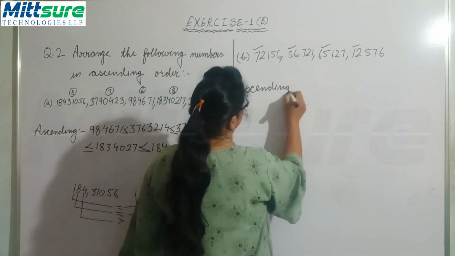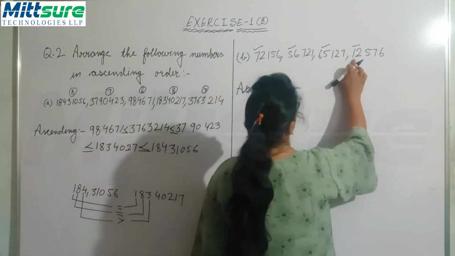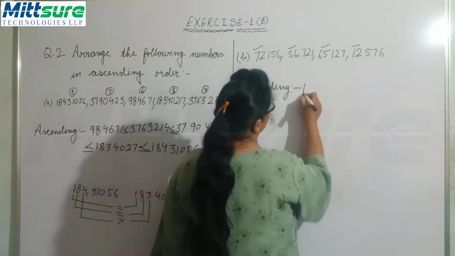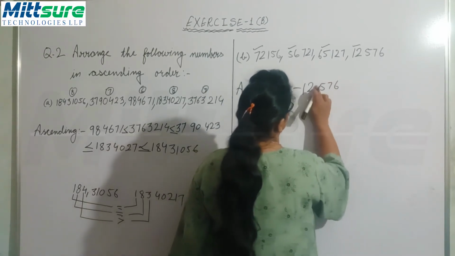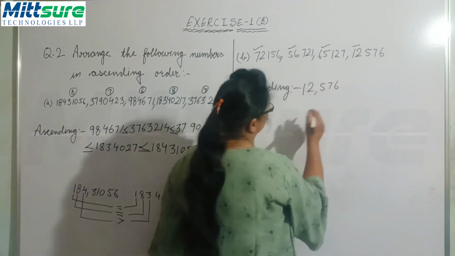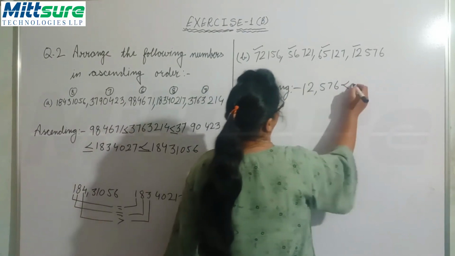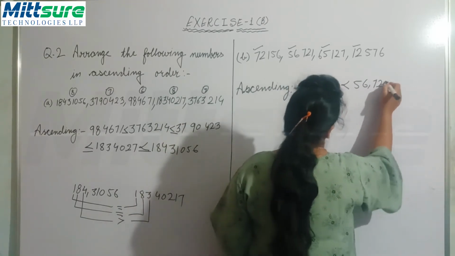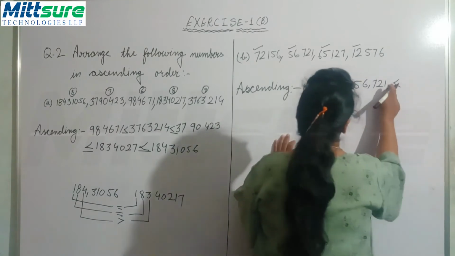To write the ascending order, we have to write the smallest number first. The digits are 1, 6, 5 and 7. So the smallest number is 12,576, and the greater number is 56,721.